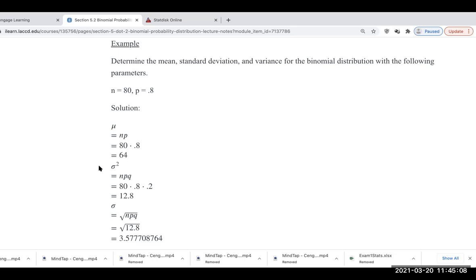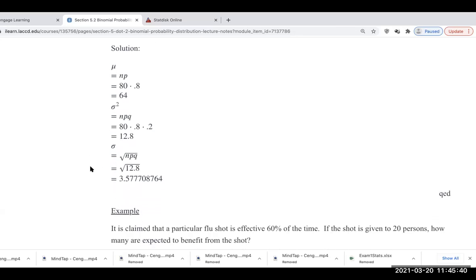Let's find the variance. So again, by the theorem that we just proved a few minutes ago, the variance for a binomial random variable is just NPQ. 80 times 0.8 times 0.2. If you have an 80% chance of success, you have a 20% chance of failure. So Q is 0.2. And so if you multiply these together, you get 12.8. Let's determine the standard deviation. So let's take the square root of the variance, the square root of 12.8, 3.5777088764.